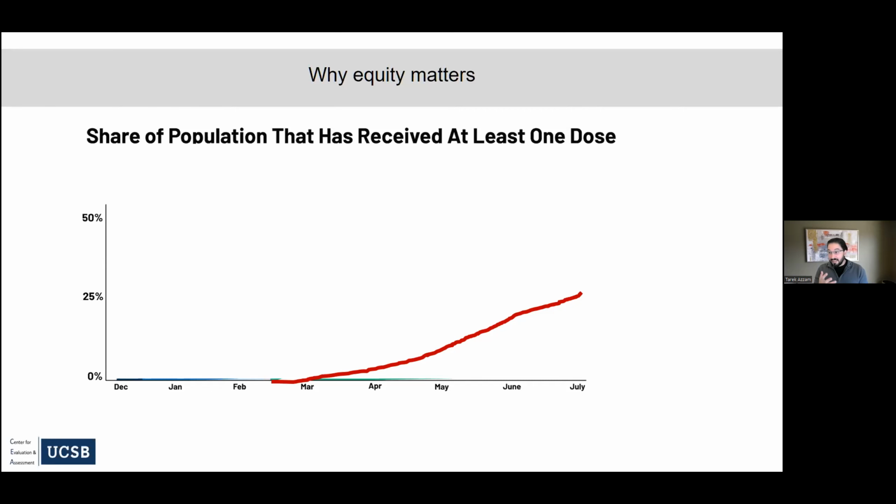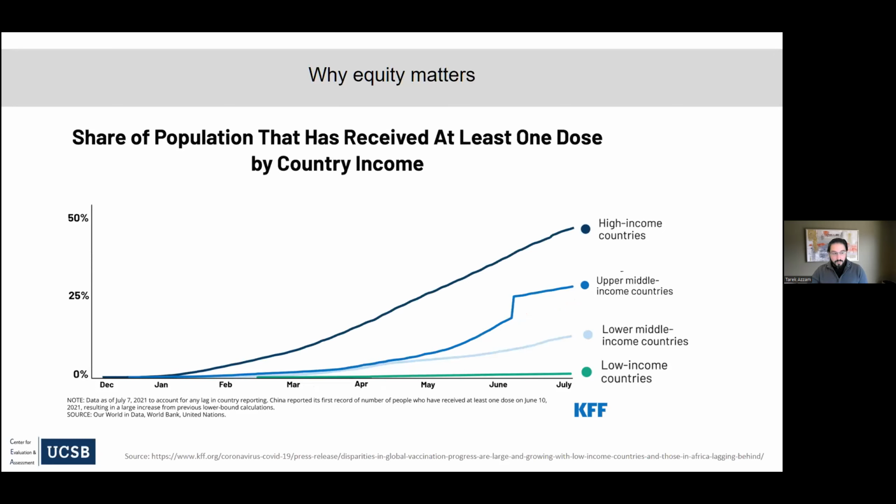However, after showing a slide similar to this, he showed the following slide, which shows the percent of people that have received at least one dose, but looking at it by income. And as you can obviously see here, there are huge disparities between high income countries in terms of the percent of the population that has received a single dose versus low income countries.